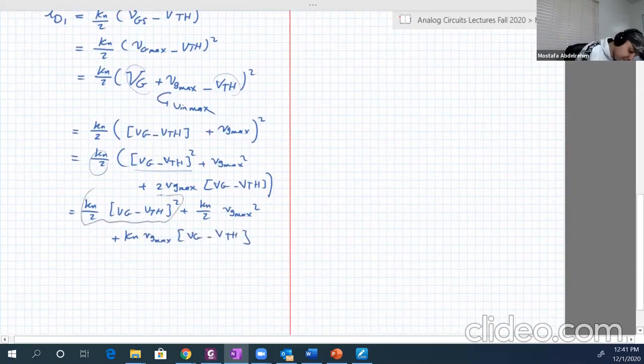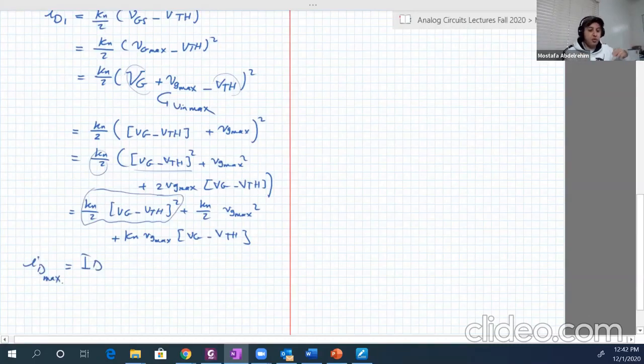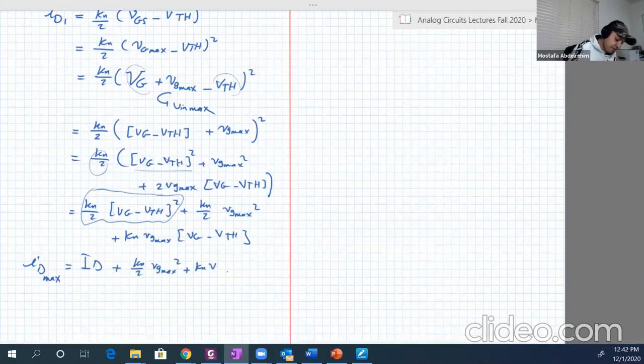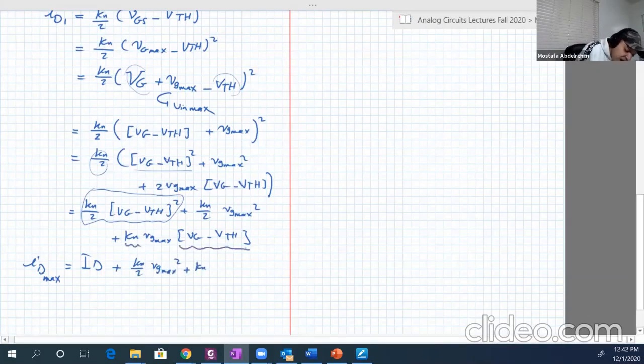What is this first term? This is ID capital, the biasing current, the DC biasing current of Q1, plus Kn over 2 vg max squared plus Kn vg max (VG minus V threshold). And what is Kn (VG minus V threshold)? This is Gm. So the third term is Gm vg max.